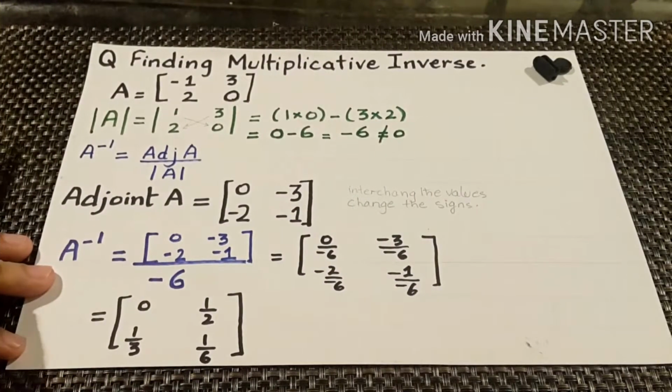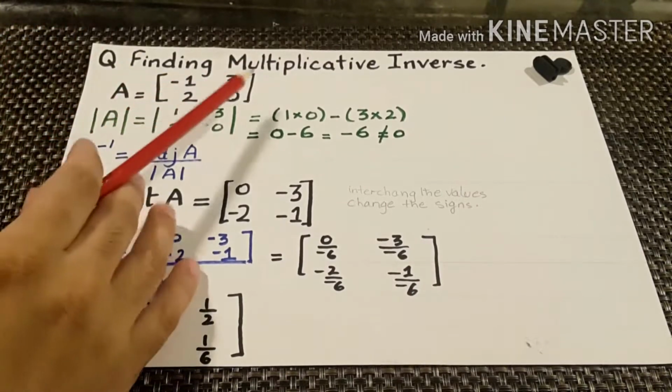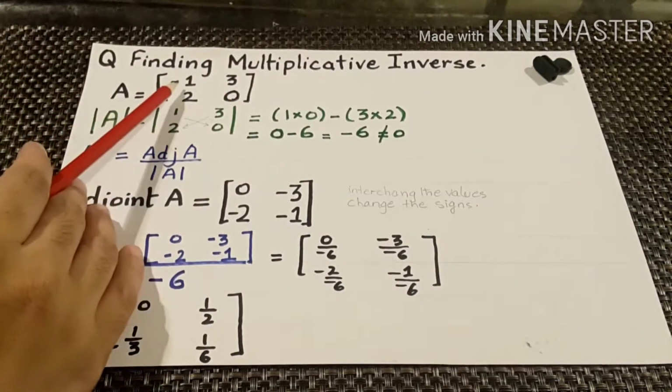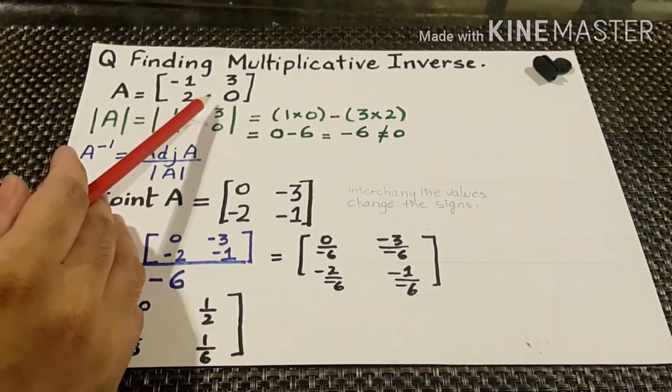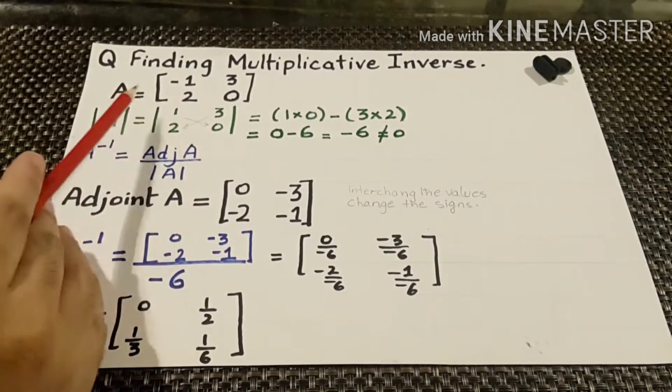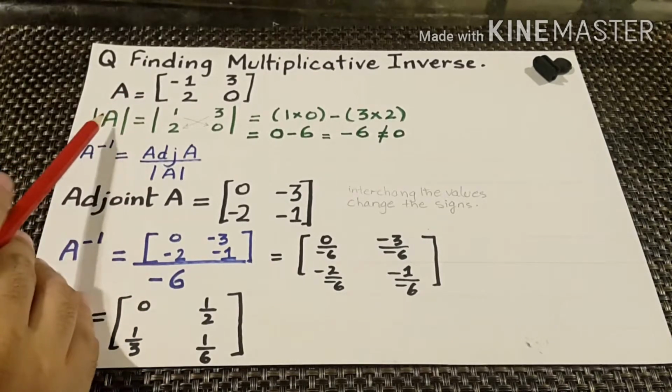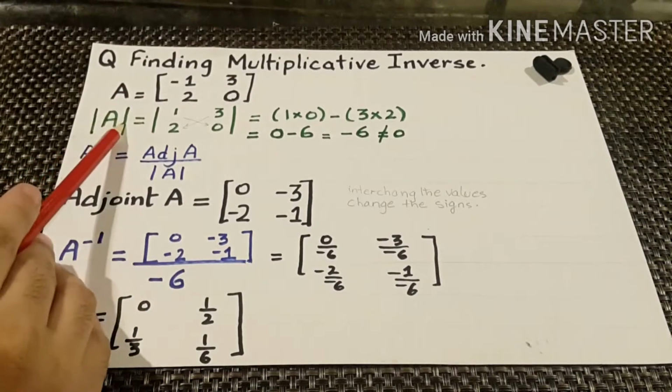The first question is finding the multiplicative inverse. Now the matrix is -1, 3, 2 and 0, and we have to find its multiplicative inverse or A inverse. Now the first step is that first we will find the determinant of the matrix.